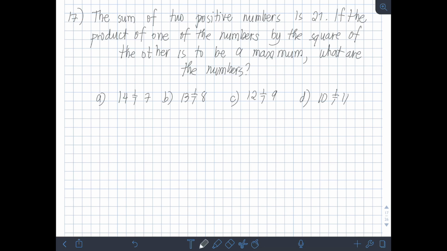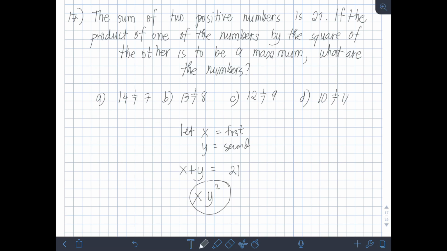by the square of the other is to be a maximum. What are the numbers? Okay, so let x be the first number, y the second number. So the sum of two positive numbers is 21. So equation 1 will be x plus y is 21 since yung sum daw nila ay 21. Tapos the product of one of the numbers by the square of the other is to be a maximum. So i-multiply daw natin yung isang number doon sa square nung isa. So let's say yung x na lang, multiply natin sa square nung isa na y. So x times y squared. Ito raw yung i-maximize natin.